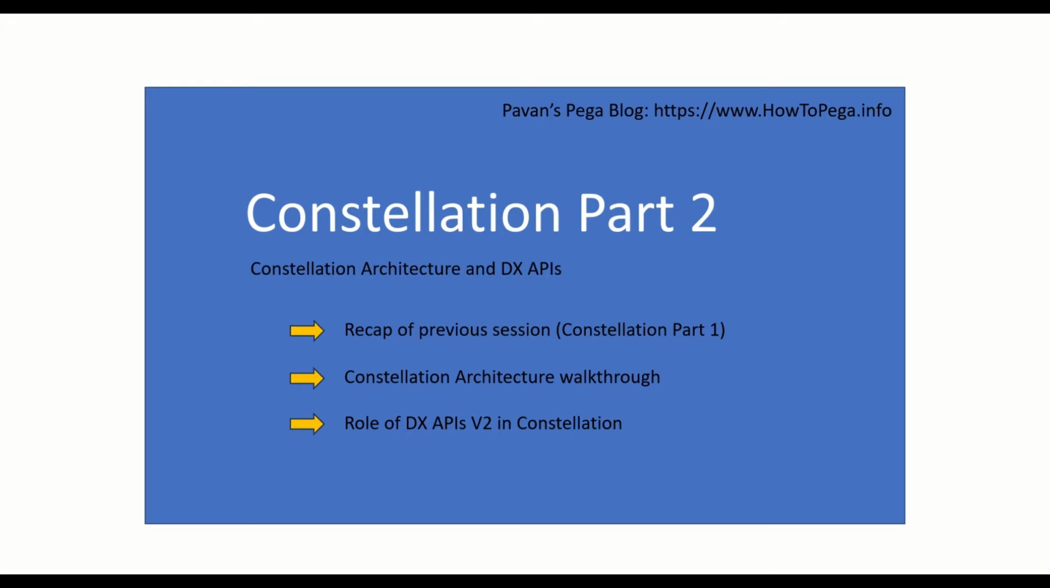Hi everyone, this session is about Constellation Architecture and Digital Experience DX APIs. What we will cover in this session: first, a recap of the previous session, what we covered in our Constellation Part 1 session, and a detailed walkthrough of Constellation Architecture. We will go through what is involved in the client-side architecture of Constellation primarily, and then we hop on to the role of DX APIs v2 in Constellation.